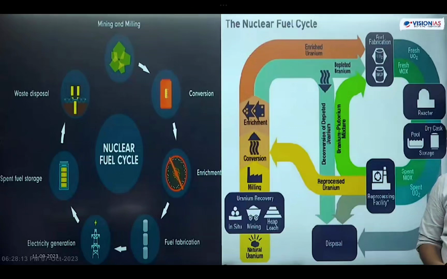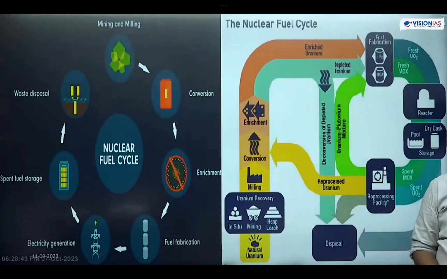So uranium is a naturally existing isotope. Uranium is available in water, in rock, and in sand also. What I'm trying to say here is that uranium is plentifully available. It is not a rare earth metal. It is abundantly available.